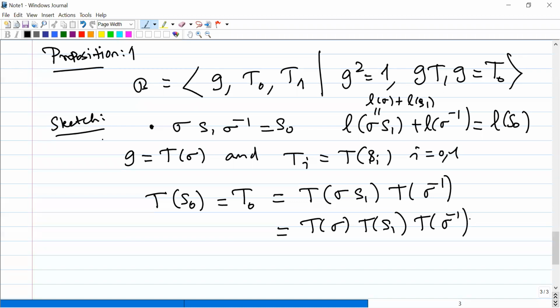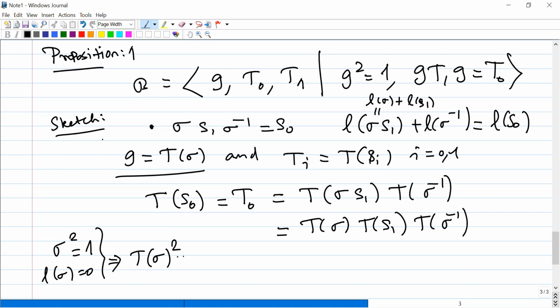So this tells you that, with this identification, sigma square is identity and the length of sigma is 0. This will imply that T of sigma square is identity. So that implies T naught equals g T1 g inverse, which is the same as g T1 g.